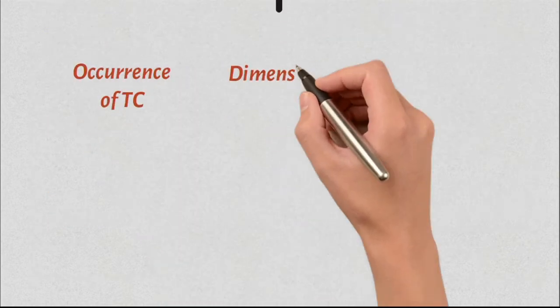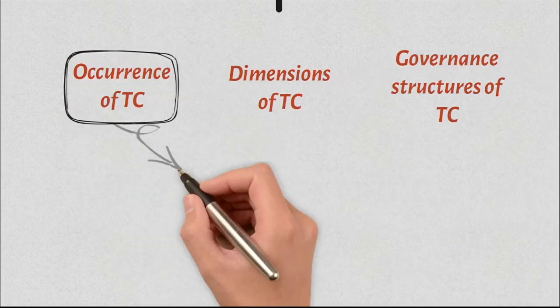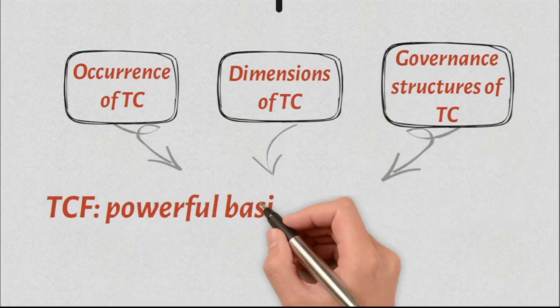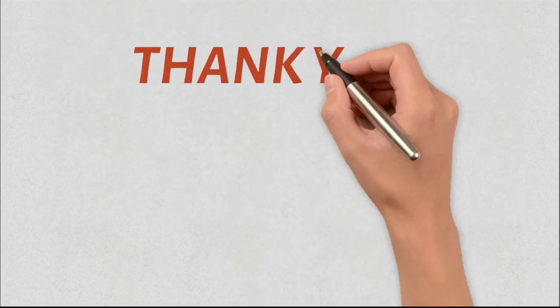The occurrence of transaction cost, dimensions of transaction cost, and governance of transaction cost create a transaction cost framework, which is a key basis for supply chain governance.